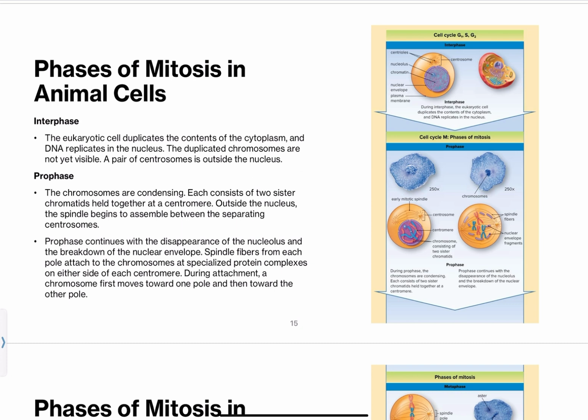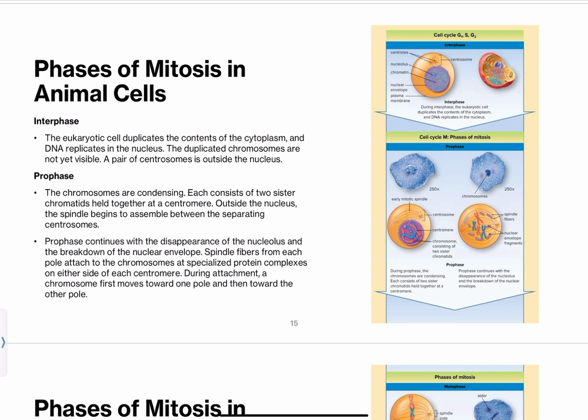So we've talked about interphase before. So this is before mitosis even begins, and it's when the cell is busy preparing for division. So we have our cytoplasmic contents that are going to be duplicated, and we have DNA replication occurring inside of the nucleus. So even though each chromosome now consists of 2 sister chromatids, they still aren't really visible in our microscope. We also have a pair of centrosomes forming and getting into position outside of the nucleus. And these are just structures that will play a key role in cell division later on.